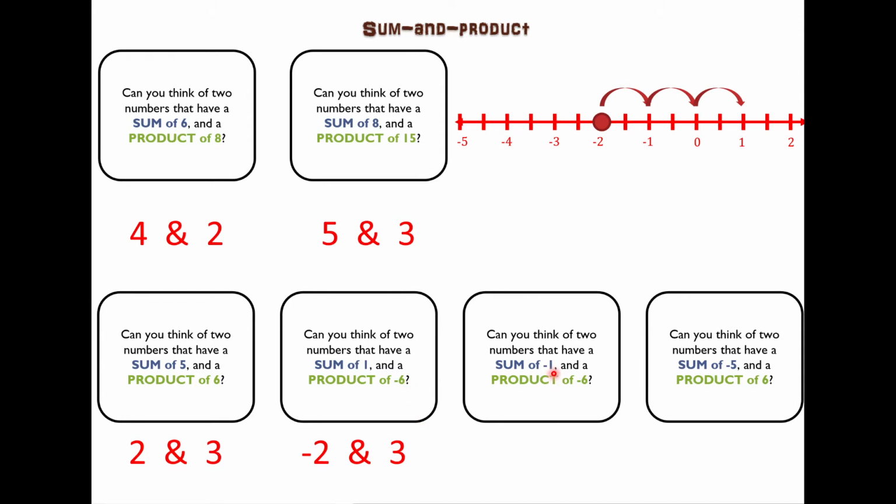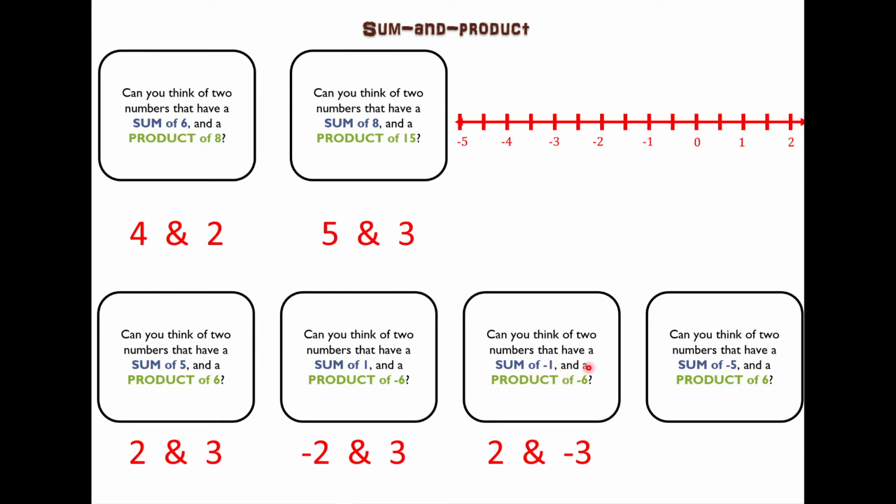What about this one? You add them together and get -1, and you multiply them and get -6. Well, we know that exactly one of them is going to be negative because the answer, when you multiply them, is negative. And it turns out that this is very similar, but 2 and -3. If I start at 2 and go backwards 3, oh, there we are. Then the sum is -1.